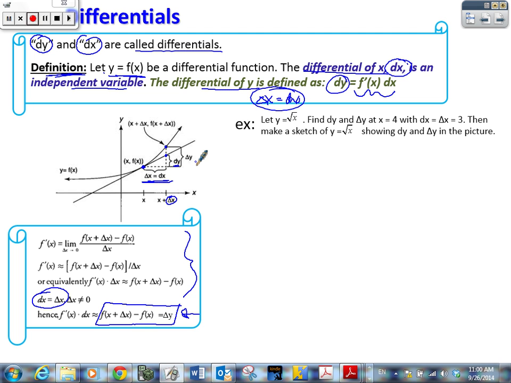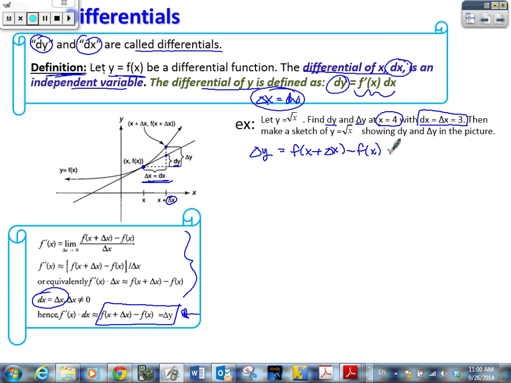Now, let's go ahead and work through the example, and then as we go along, hopefully it makes more sense. What they're wanting us to do is find dy and delta y. They're telling us that x is 4, and they're telling us that dx and delta x are the same, and they're 3. So you're given that piece of information. It doesn't really matter which one we find first. Looks like I found delta y first, maybe just because the equation was right here for me. So I'm going to copy down the equation.